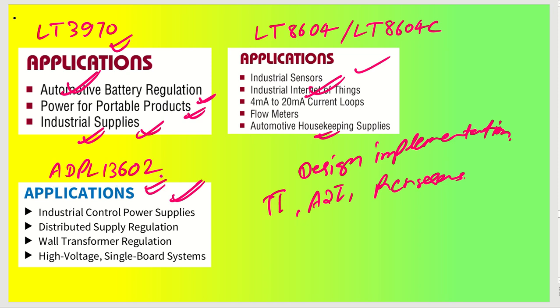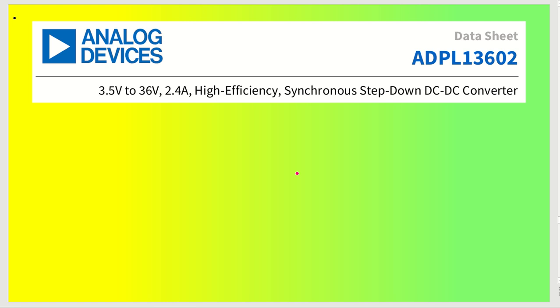The applications it can be used for include industrial control power supplies, distributed supply regulation, or wall transformer regulation, even where a very high voltage input is there on a single board. There also, if you need a power supply system, you can utilize this particular IC. As we open the data sheet, you can see it takes input from 3.5 volt to 36 volt, and it has a very good current rating.